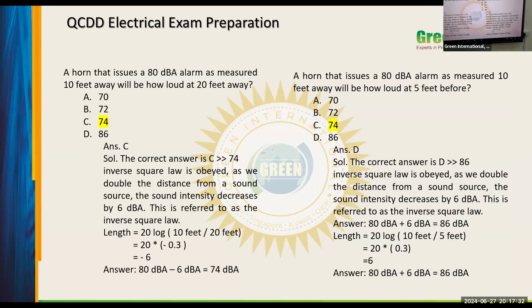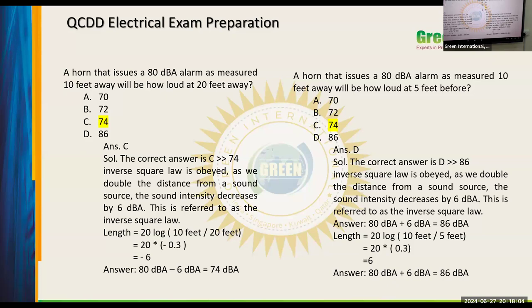A horn that issues 80 decibels. Okay, we keep the horn here. If you're standing 10 feet away, I am able to hear the 80 decibels. Again, I go back 20 feet far away. Whether the sound is high or low, if the distance increases, the sound level decreases. So at 10 feet, I hear the sound at a rate of 80 decibels.